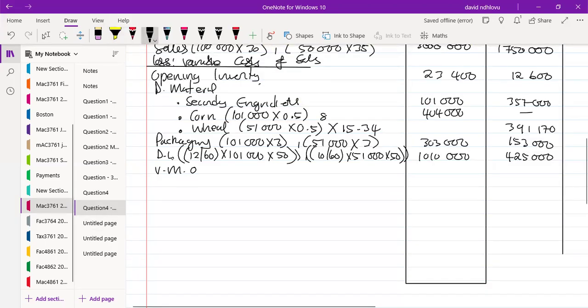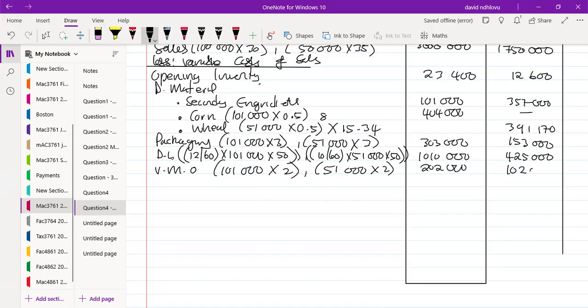So that's easy. We are producing according to the budget 101,000 and 51,000 times 2 rand. And we get 202,000, and we get 102,000 there. Right, and then we are done with the manufacturing overhead. Remember, we don't include the fixed manufacturing. Right, so we are opening inventory.